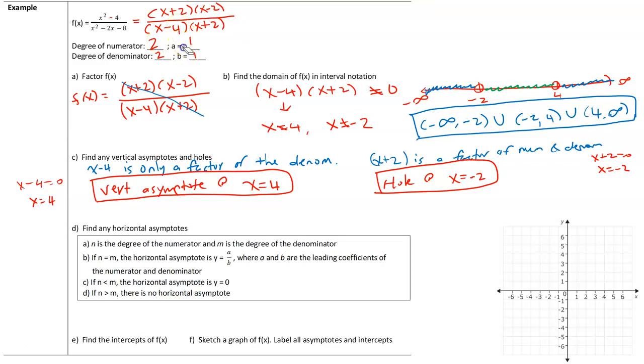So when the degrees are equal, we get the case where the horizontal asymptote is going to be the line y equals a over b. A is 1, b is 1, which means y equals 1. That is going to be our horizontal asymptote. Okay, so that's part D.